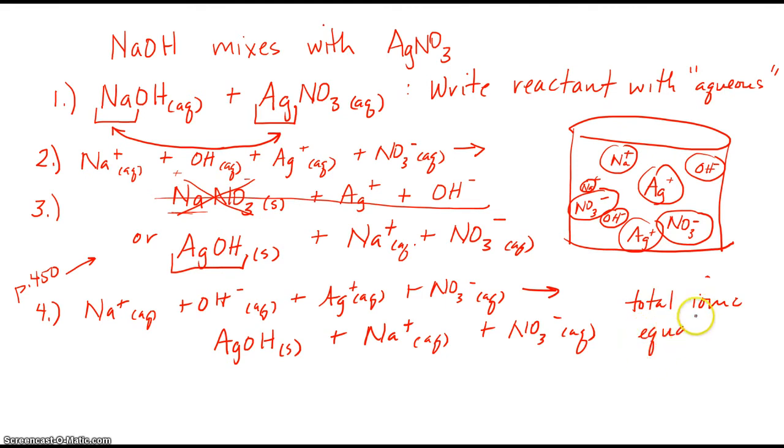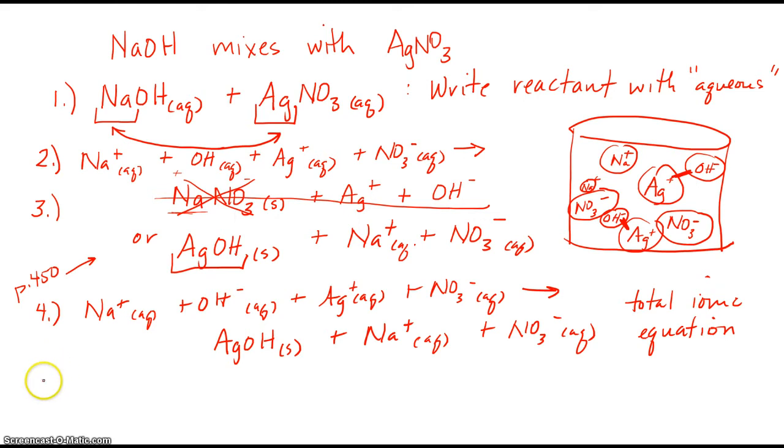Essentially what we're showing is what actually happened, and what did actually happen is that the Ag combined with the OH. Here is an Ag combining with the OH to make a solid. So that's what happened in the beaker. The rest of these did not combine. So this is a lot of writing.